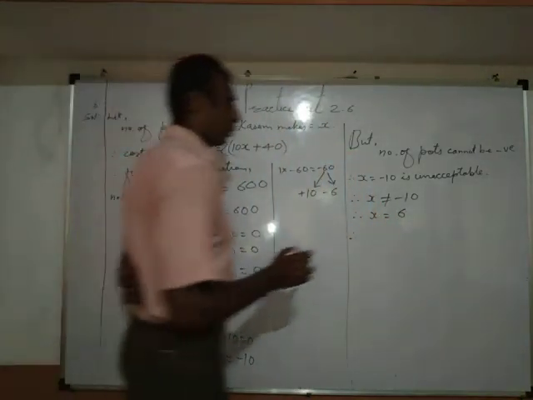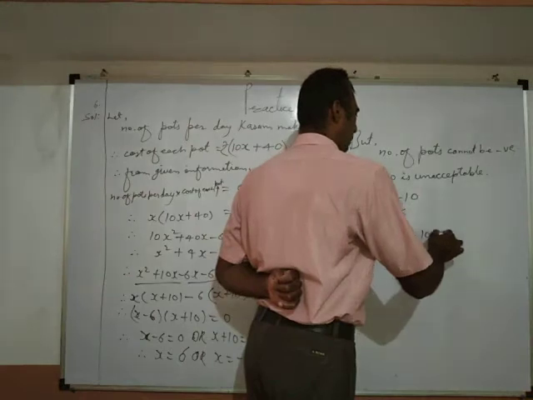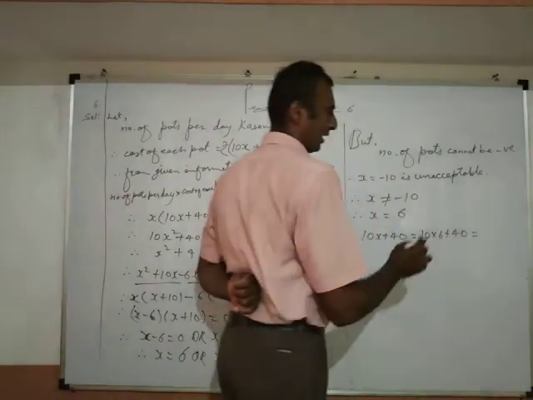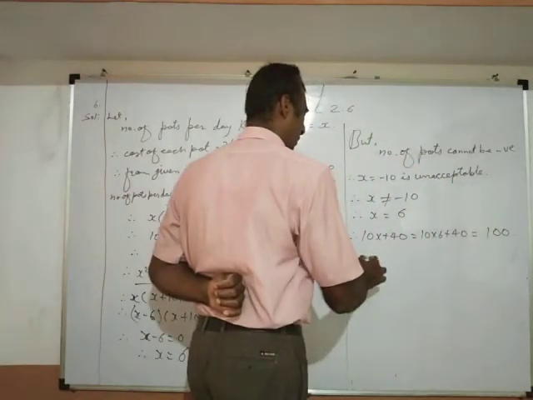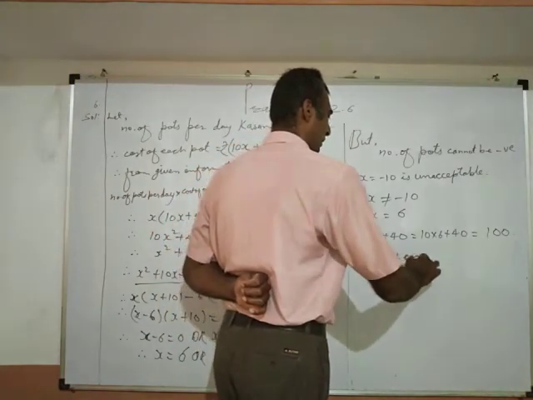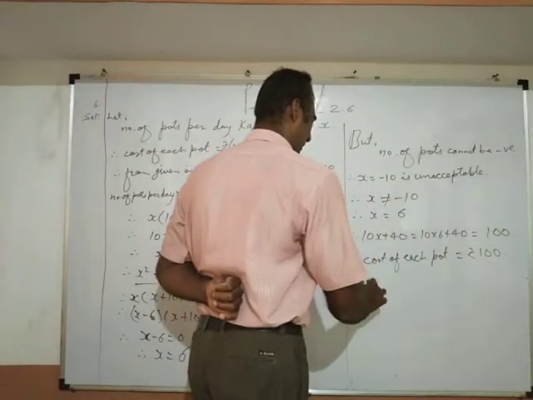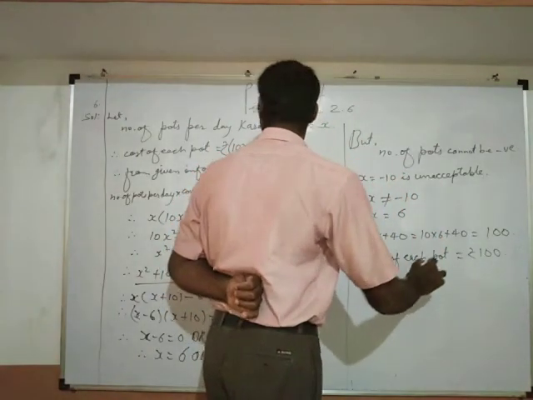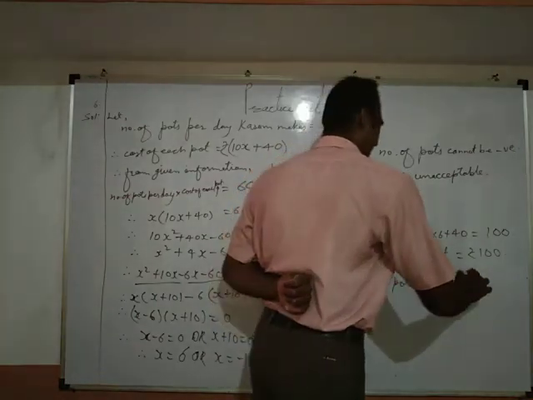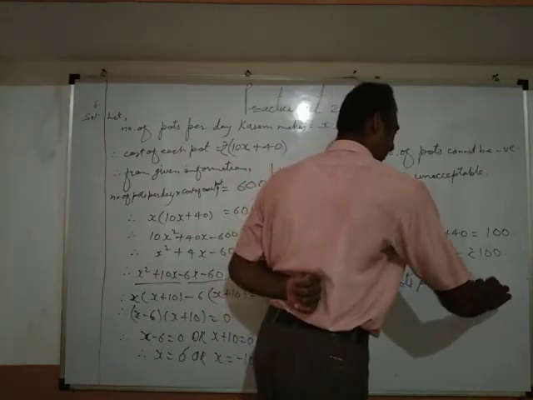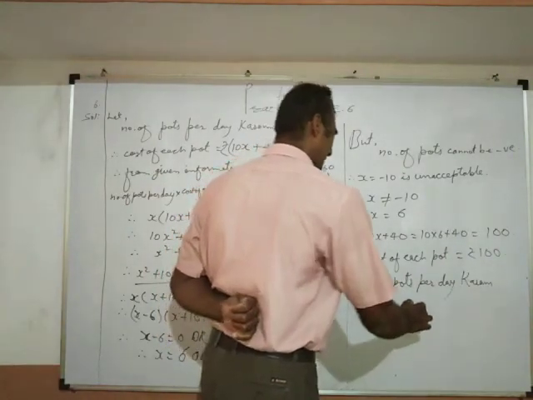find 10x plus 40. 10x plus 40 equals 10 into 6 plus 40 equals 10 sixes are 60, 60 plus 40 is 100, and therefore the cost of each pot equals rupees 100, and the number of pots per day Kasam makes equals x, and the value of x is 6.